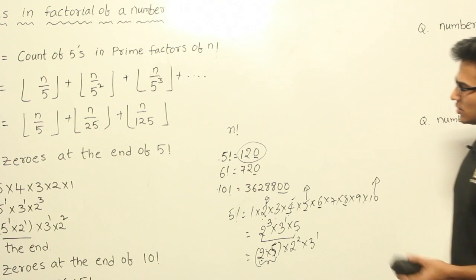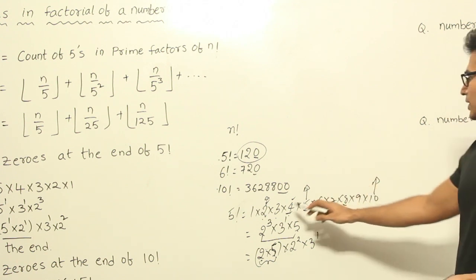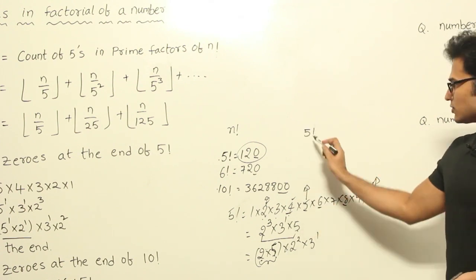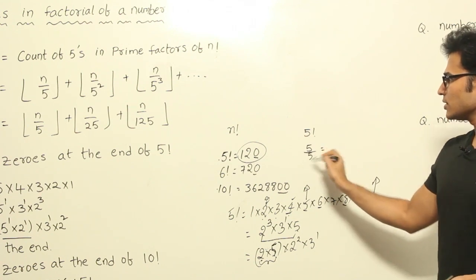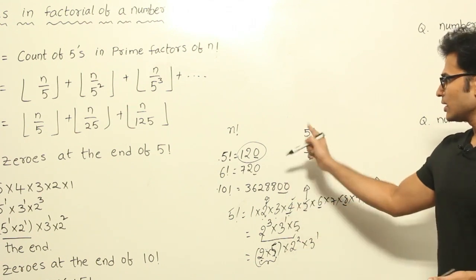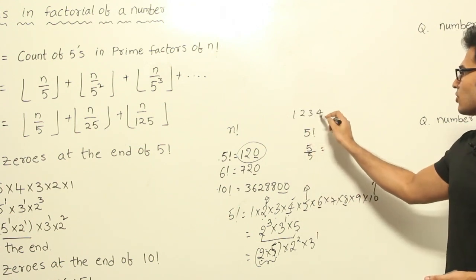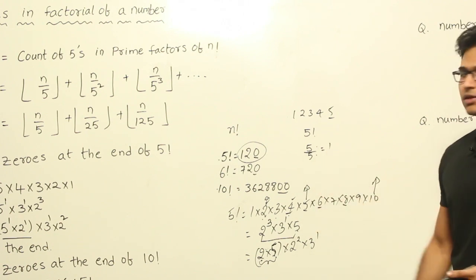Now how do I find out the number of 5's which will be there in this one is, you just take this way. See, let us say this is a number 5. If I have to find 5 factorial, you just take the number 5 and divide it by 5, you are going to get how many 5's will be there in this 5 factorial, right? What I mean to say is 1 2 3 4 5. How many 5's are there? Only 1 5, isn't it? That is why 5 by 5 you get 1.